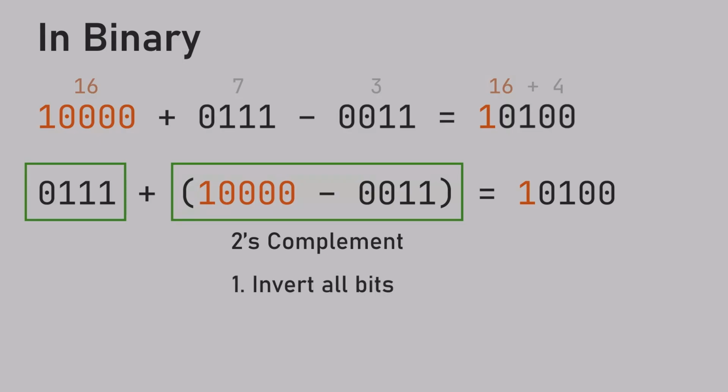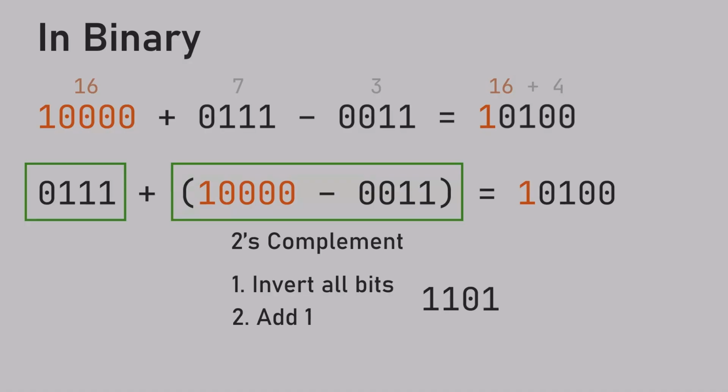The first is inverting all the bits. So here 0011 becomes 1100. And the second step is adding 1. So we get 1101. And this is the 2's complement of 0011. Notice that if we were representing numbers with 5 bits instead of 4, we would be subtracting from 32 instead of 16. But these two steps would remain unchanged no matter how many bits we're using to represent numbers.